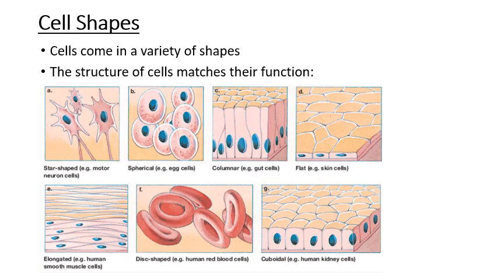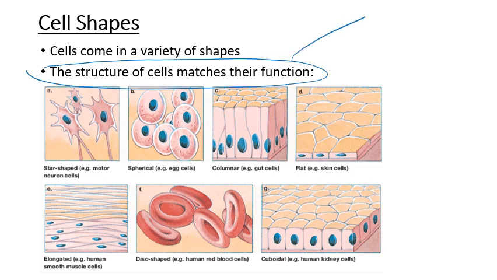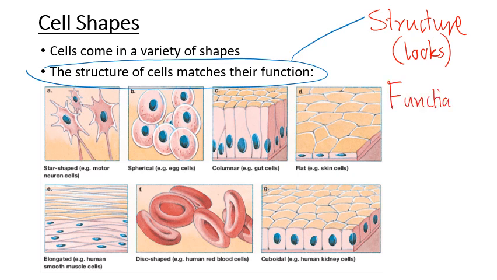Next, cell shapes. So cells come in a variety of shapes. No two cells look alike. And in particular, the structure of cells matches their function, which is one of the big ideas in all of biology. We always want to consider what's the structure of something in a living thing. In other words, its physical shape or what it looks like. And we always want to consider what the function of something is. So what does it do? So for cells, their structure matches their function.